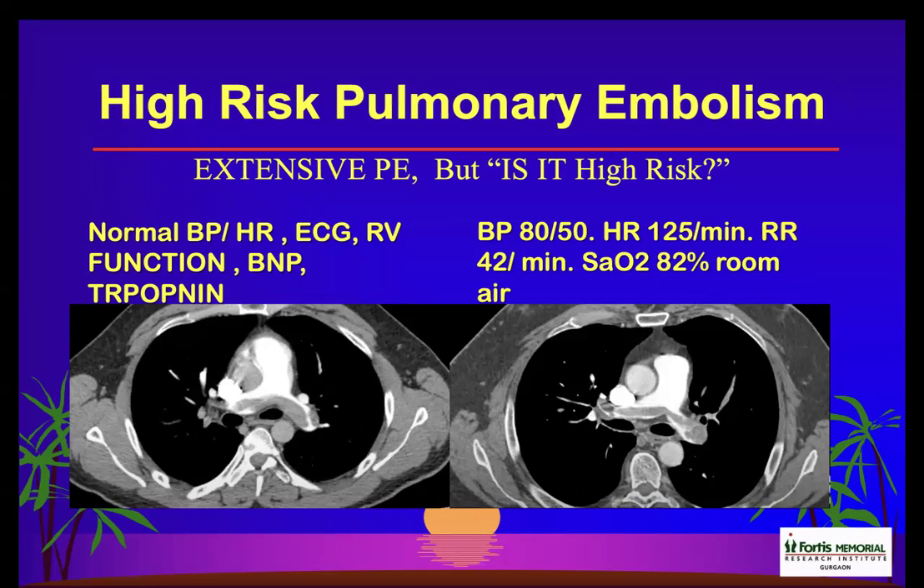Generally, when we see a case like this on the CT scan, we think he has high-risk pulmonary embolism and rush for thrombolysis in this patient. But before doing that, you must look at his clinical parameters, biochemical parameters, and also echocardiography to decide the modality of treatment.